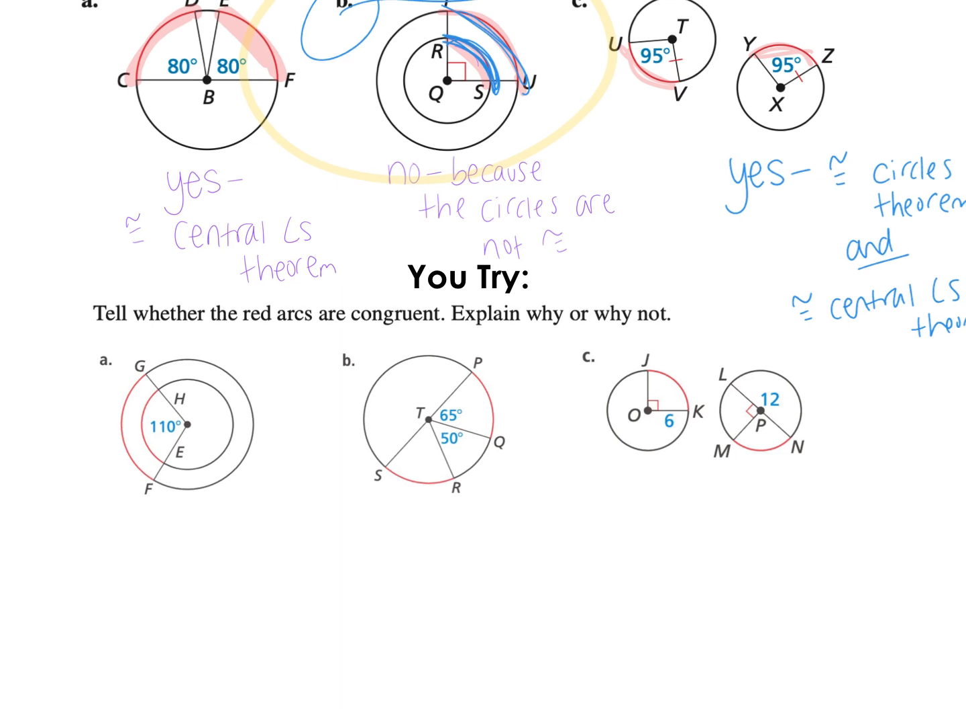Your turn to try. I'm going to ask that you pause the video for about 1 minute and then I'll put up the answers. I'm just going to put yes or no on these. So just take 1 minute to try those bottom three and then we'll be done with the notes after we put up the answers.